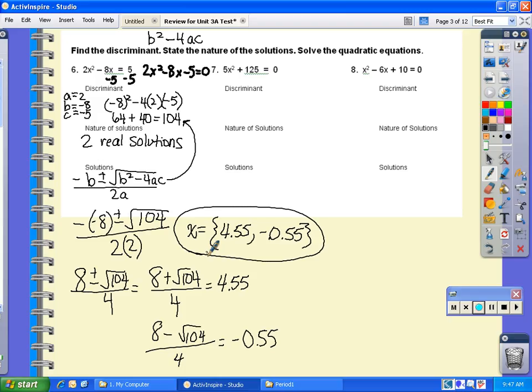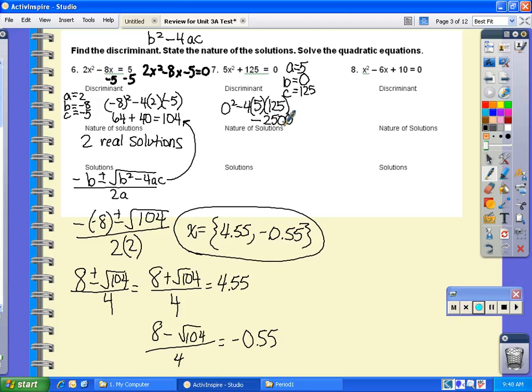For number 7, notice it's already equal to 0, but we are missing the x term of this quadratic. So therefore, since it's not there, a is going to be equal to 5, b is now equal to 0 because there is no x term, and c is equal to 125. Evaluating the discriminant, b squared minus 4ac, would give you 0 squared minus 4 times a times c. And 4 times 5 is 20. 20 times 125 is negative 2,500.